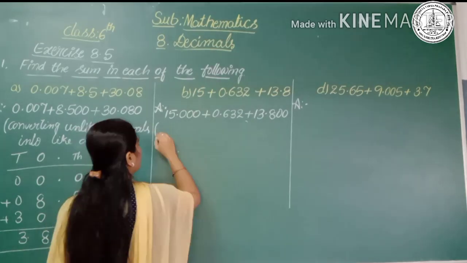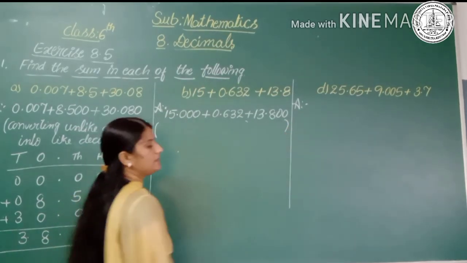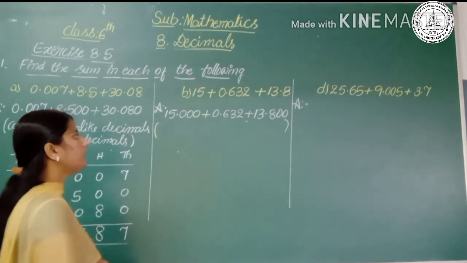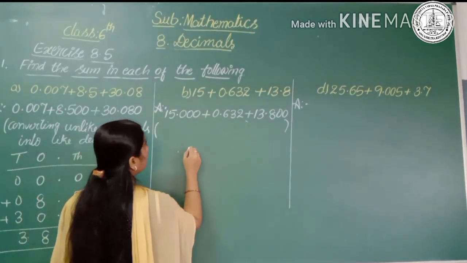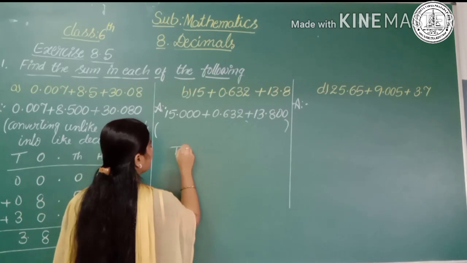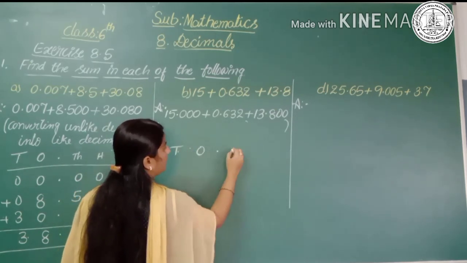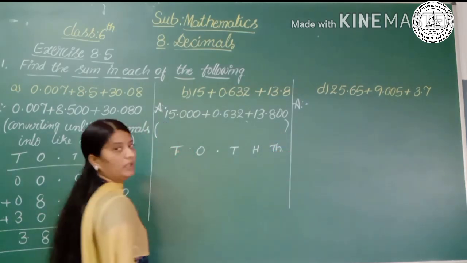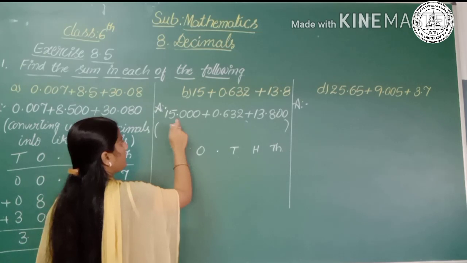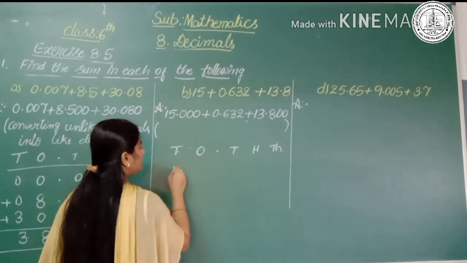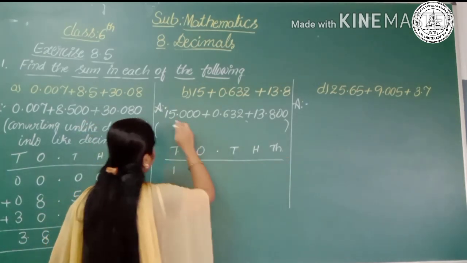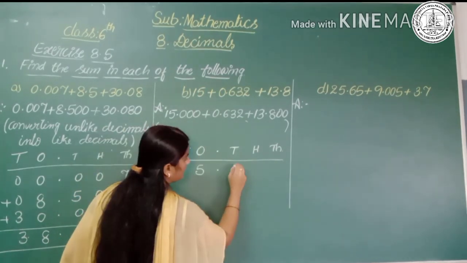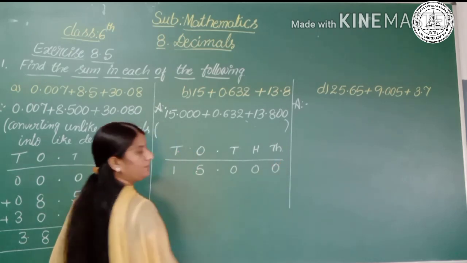Okay, in the bracket you write down converting unlike decimals into like decimals. Okay, so don't forget to write this here. Okay, then add here, write the place values: tens, ones, decimal point, tens, then hundreds and thousands. Okay, then the first number is 15.000. So 1 is in the tens place, and 5 is in the ones place, and keep the decimal point. There are zeros in the tens, hundreds, and thousands places.